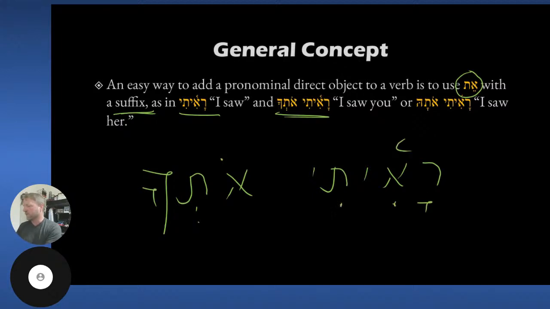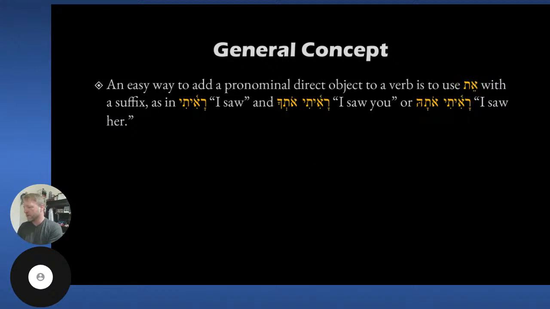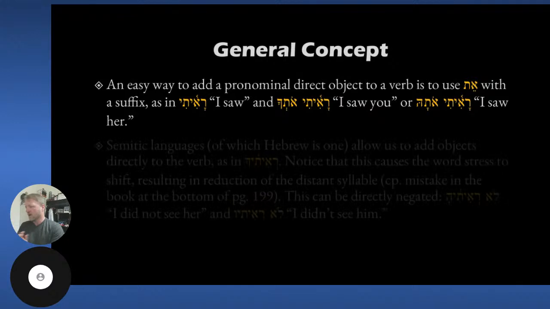Ra'iti otcha, I saw you. Or ra'iti ota, I saw her. Ra'iti ota, I saw her. Okay, that part should be pretty clear.